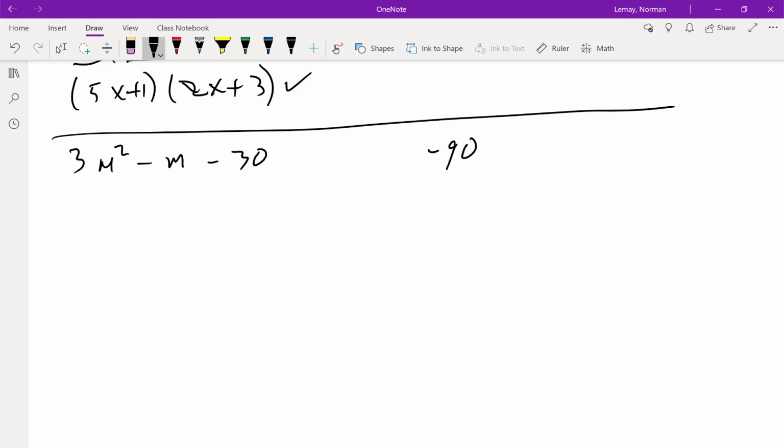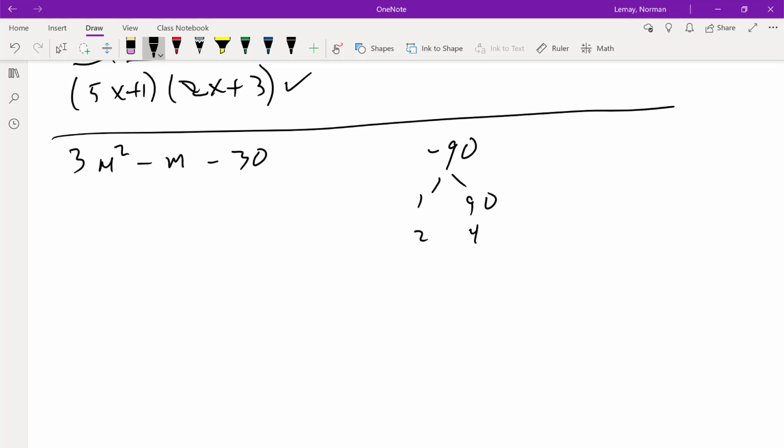So negative 90, so I get factors of 1 and 90. But since this is negative, notice that one of these has to be negative. So if I do a negative 1, I get my negative 90. But if I add these, I get 89, and that is not the middle term. So if I swap these two, again, same thing. I get my product of negative 90, but I get my sum as negative 89. So those two don't work.